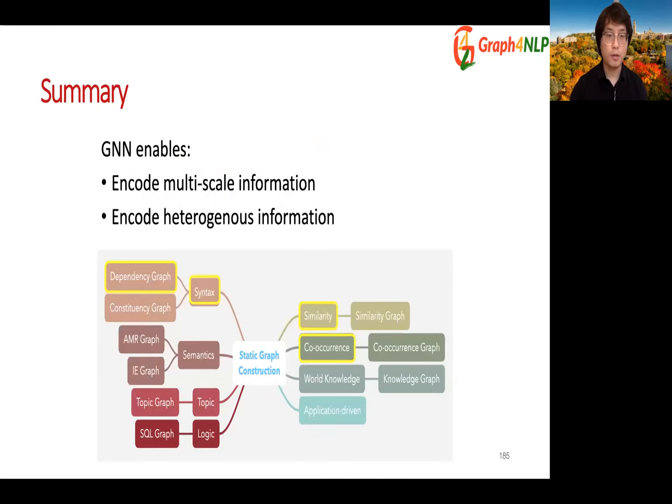So to summarize, graph neural networks enable the encoding of multi-scale information of text and the heterogeneous information of text, because they can encode multiple levels, such as word, sentence, or document information, and you can encode different edges, such as co-occurrence or syntactic edges and so on. Thank you.